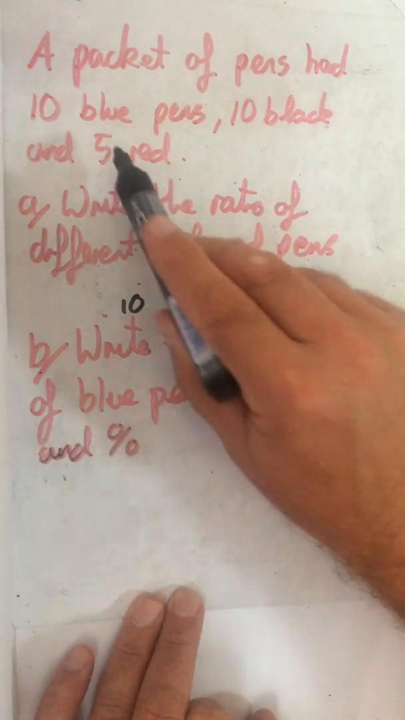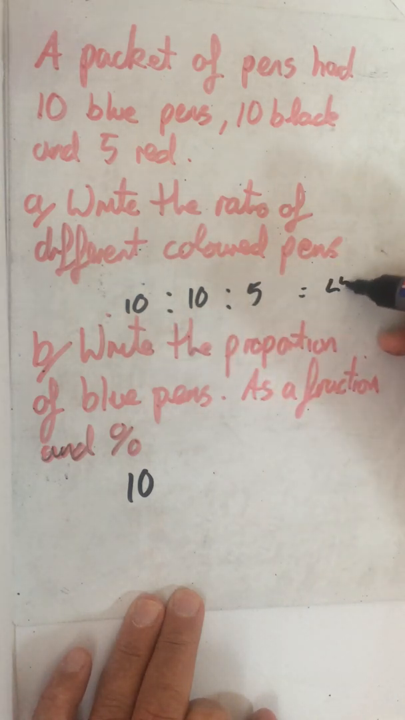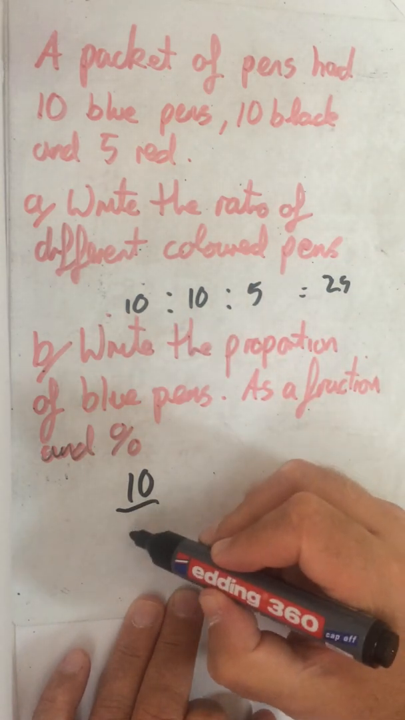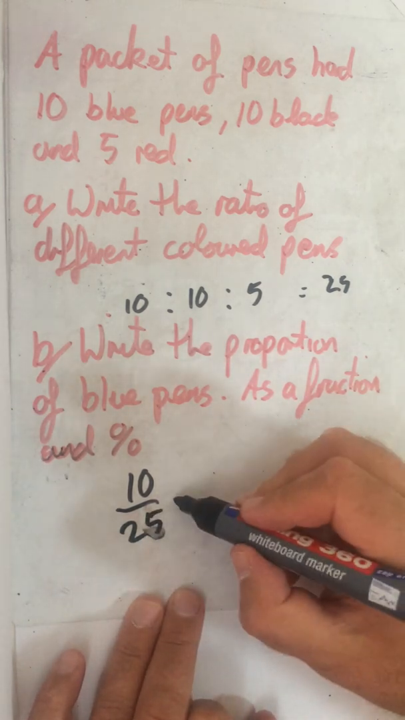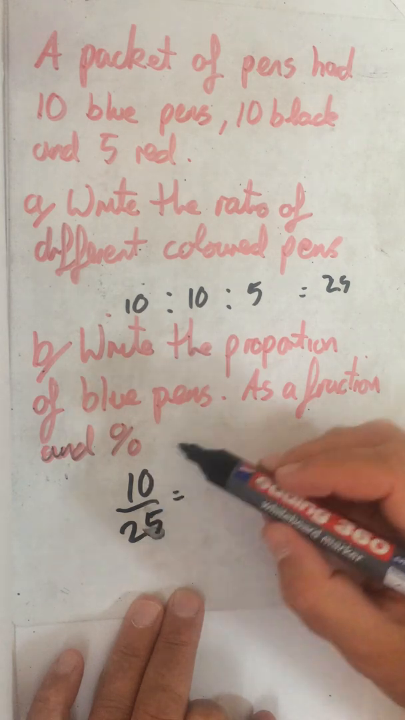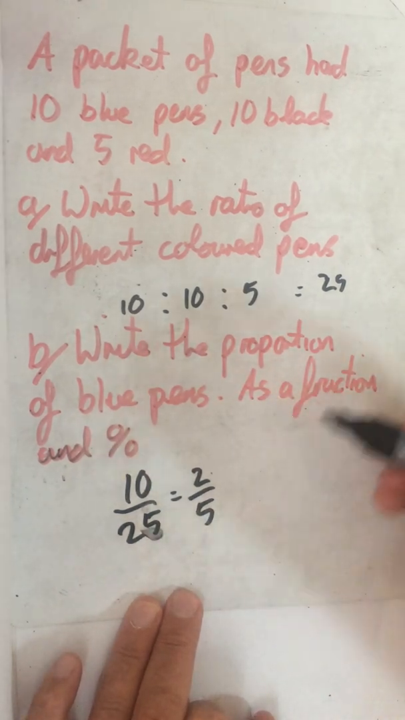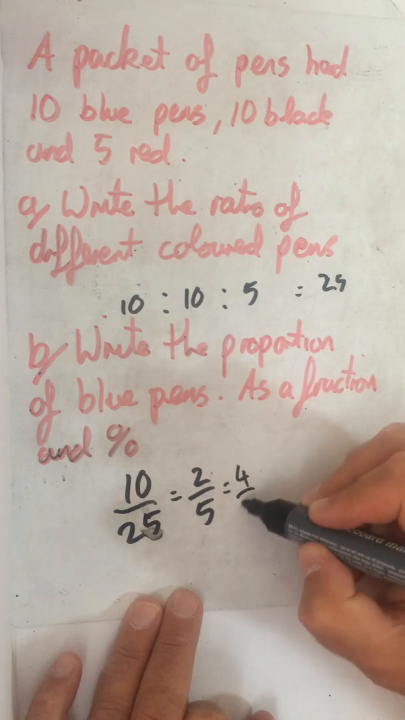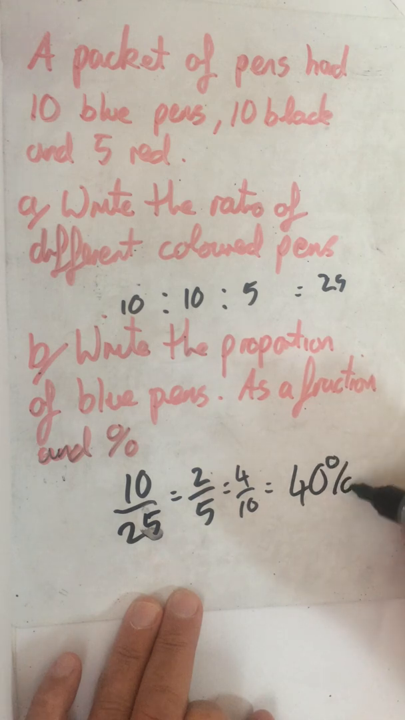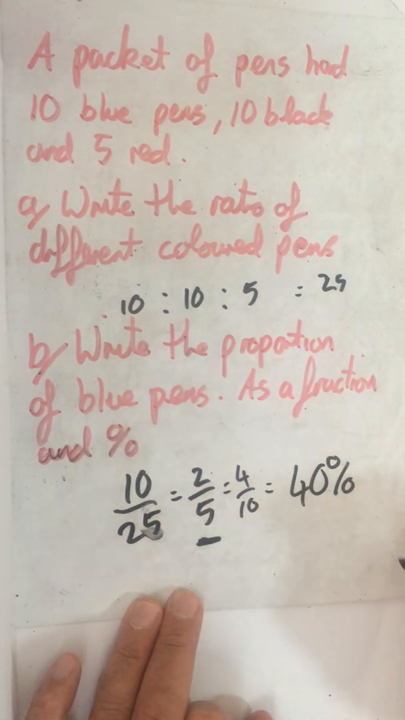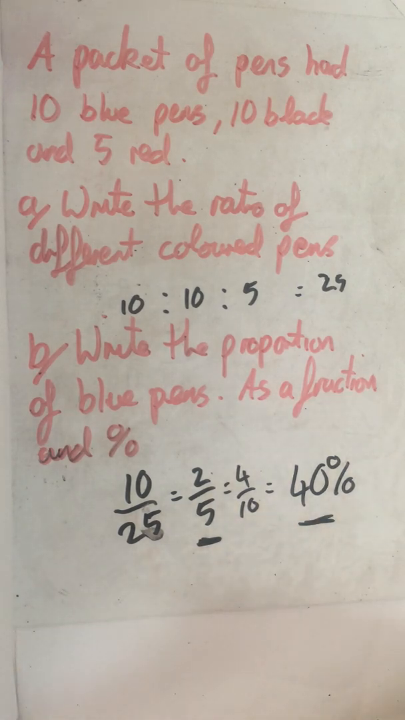So let's have a look. The blue pens are 10, and in total there were 25, so it's 10 out of 25. Let's simplify that, 5 goes into them both, so that would be 2/5. 2/5 is also equal to 4/10, I'm just expanding that out, and that is equal to 40%. So our two answers are 2/5 in its lowest form, and 40% as a percentage.